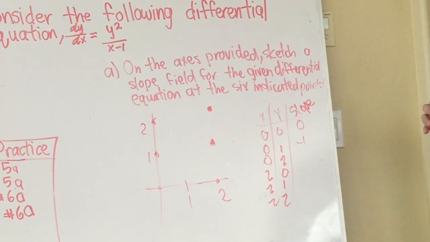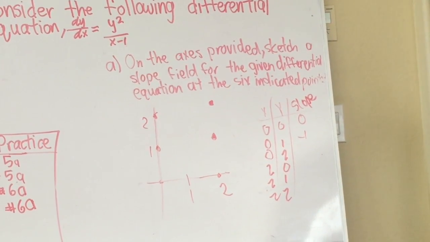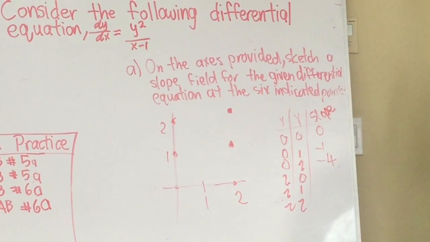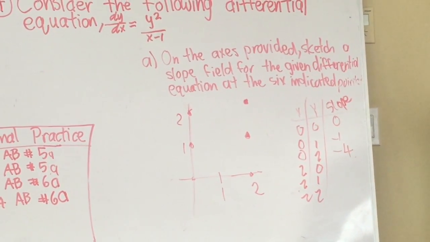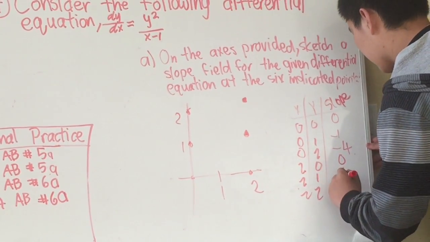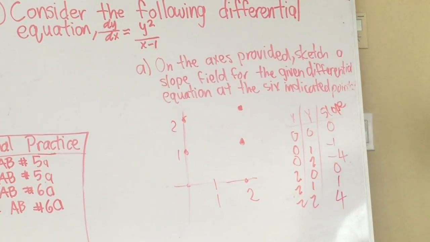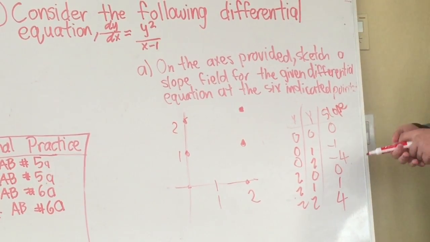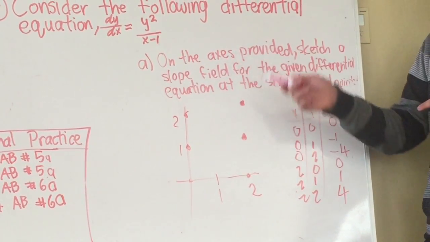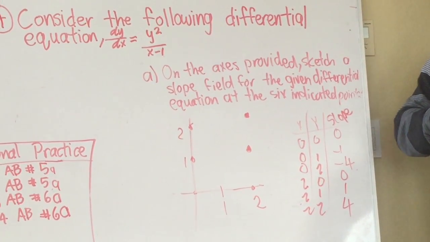At the point (0, 2), the slope is equal to 2 squared divided by 0 minus 1, which is equal to negative 4. At the point (2, 0), the slope is equal to 0 squared divided by 2 minus 1, which is equal to 0. And we just continue that to find the rest of the slopes at these points. After that, all we have to do is draw small dash marks with those slopes at the given points to get the points for this question.